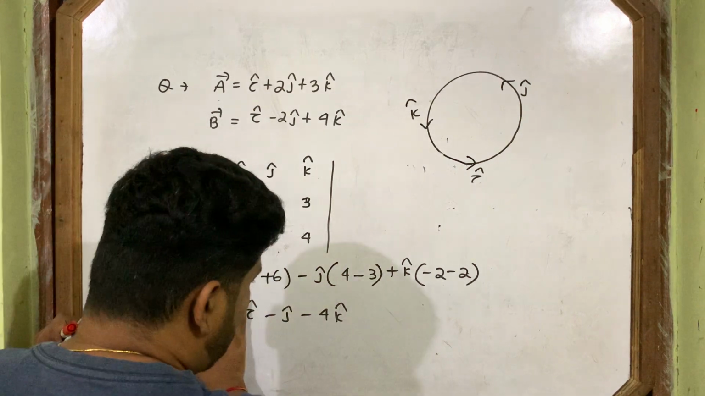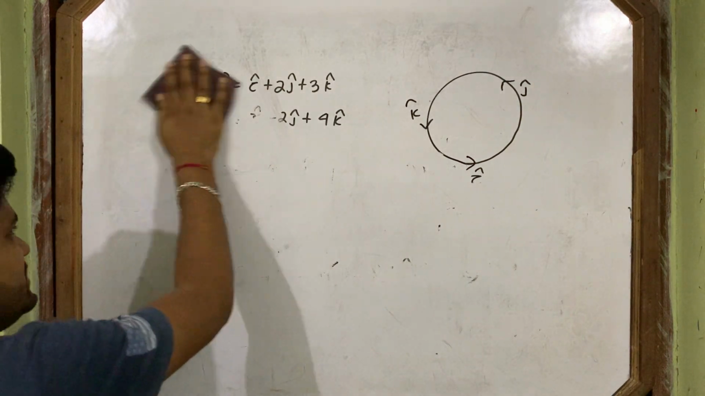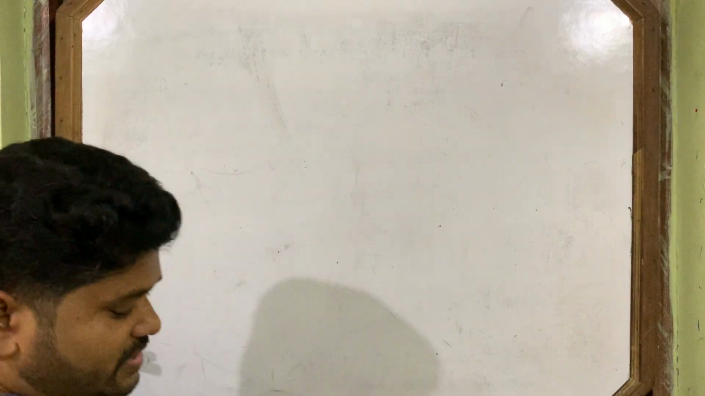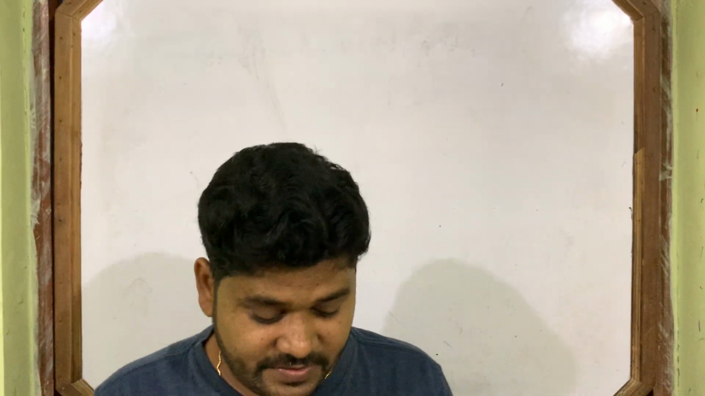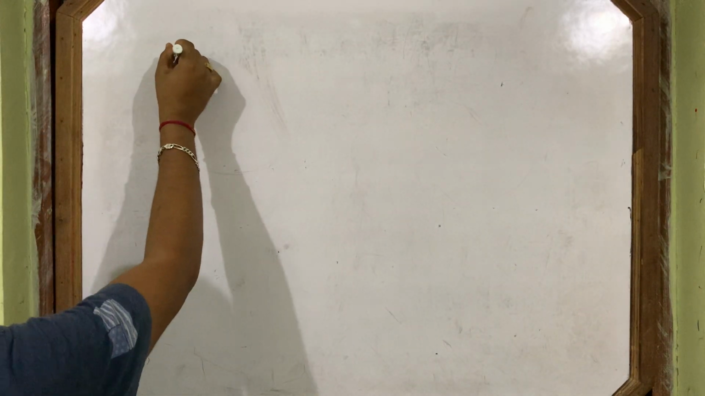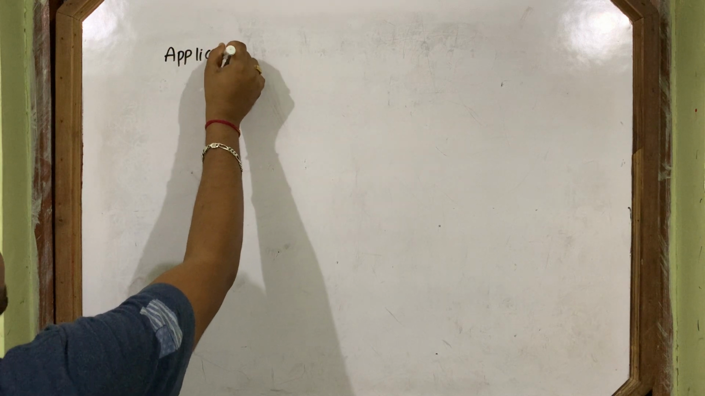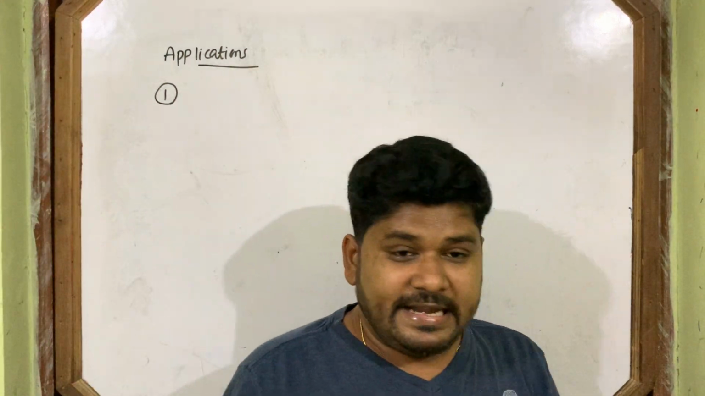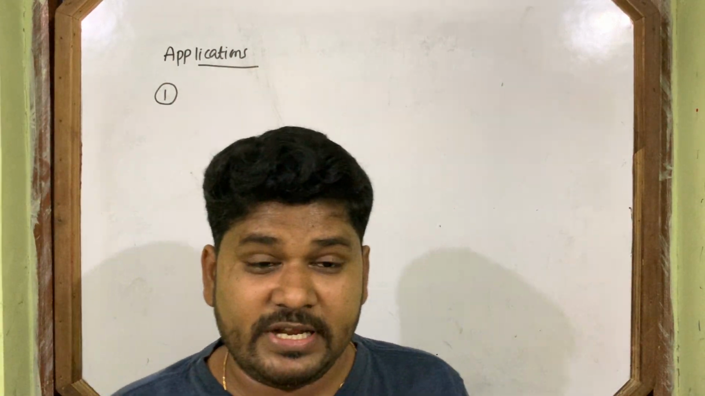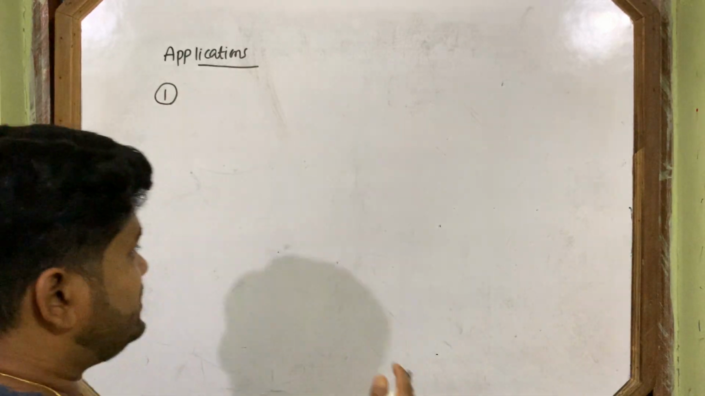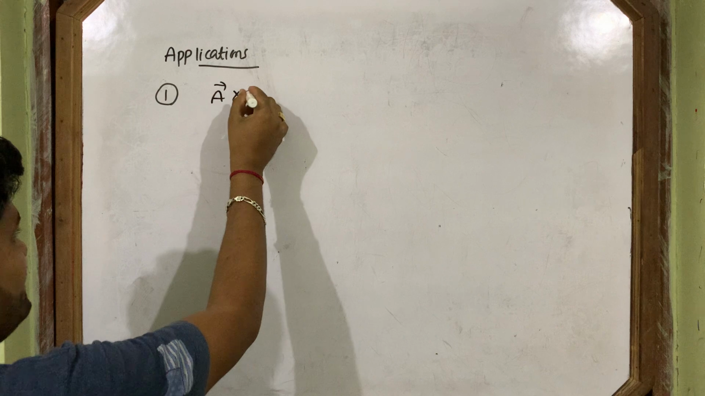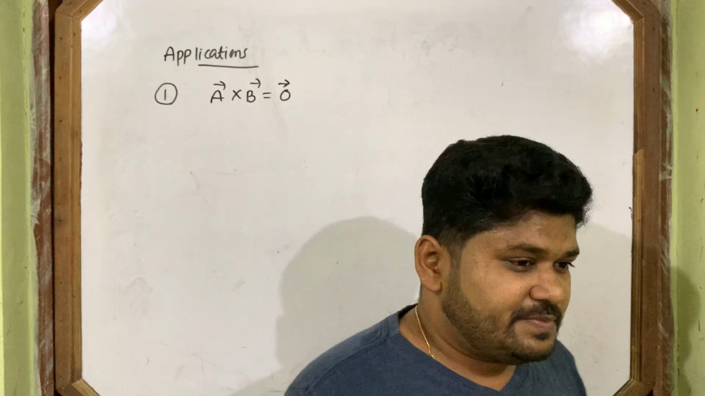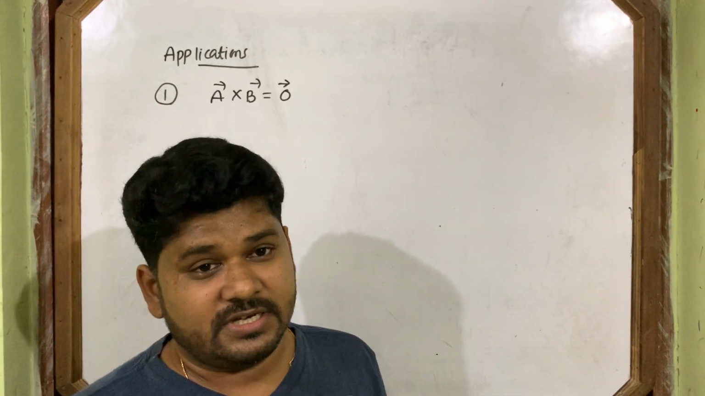So now you understood how to find cross product of two vectors. Now I'll tell you the application of cross product. What is the application of cross product? Come to the application part now. Applications of cross product, first, number 1. We can test whether two vectors are collinear or not by cross product rule. What is the condition? A cross B is equal to 0 or null vector. If A cross B is coming 0, then the two vectors are collinear.